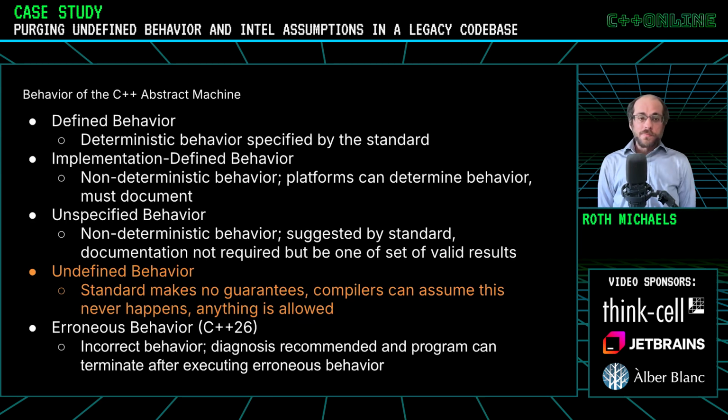It just must be one of a set of valid results, like order of evaluation, or whether all string literals are the same thing. And then the main point of this talk is undefined behavior. This is something that the standard makes no guarantees about, and compilers can assume this never happens in your program. And since it can assume it never happens, it can optimize under those assumptions, and really anything is allowed as a result under the standard when this happens.